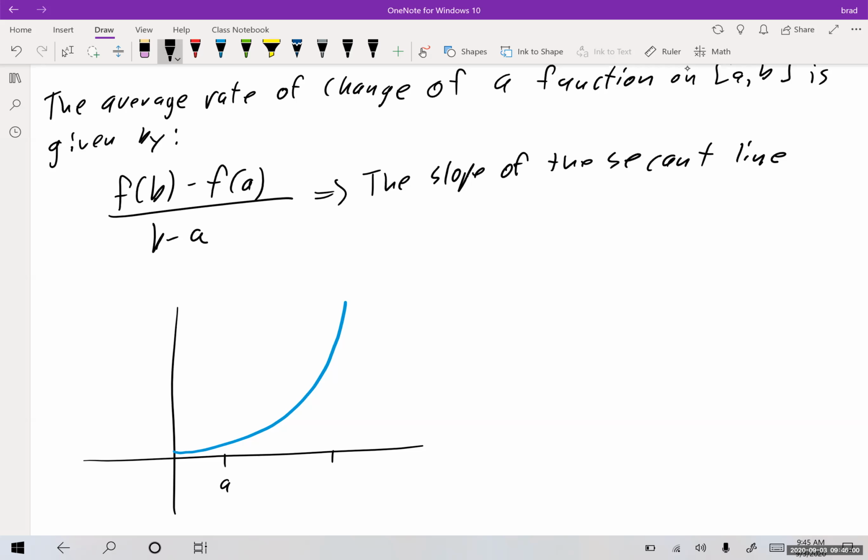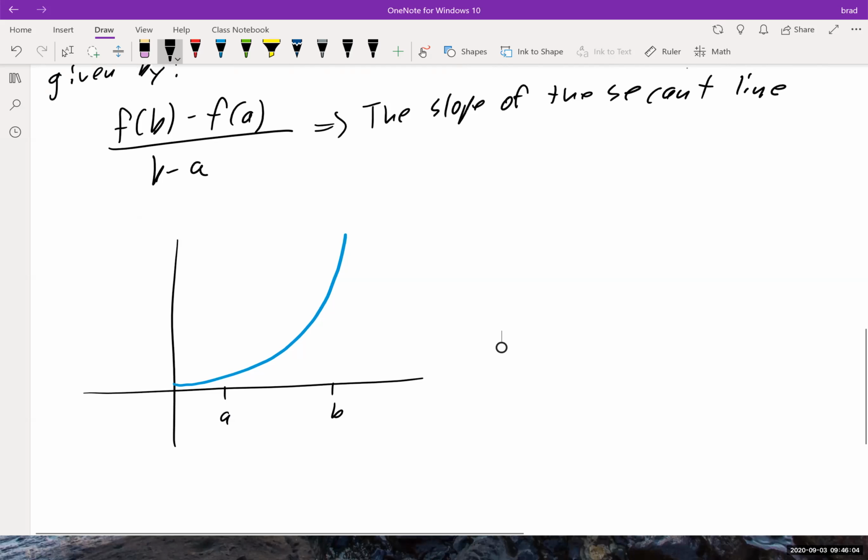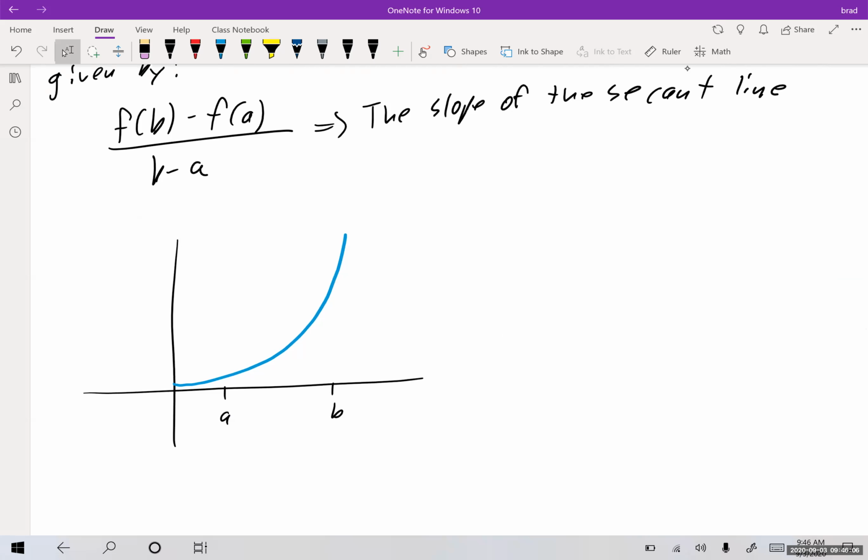Let's say that this is A and this is B. This distance from A to B, let's just say it's some distance called H. So I have my secant line right here. That is the secant line.